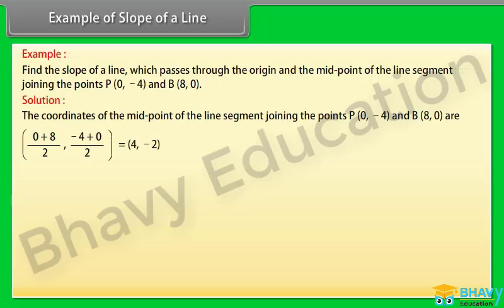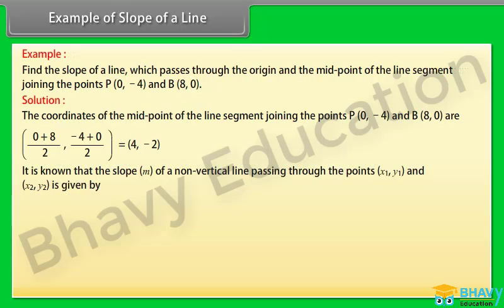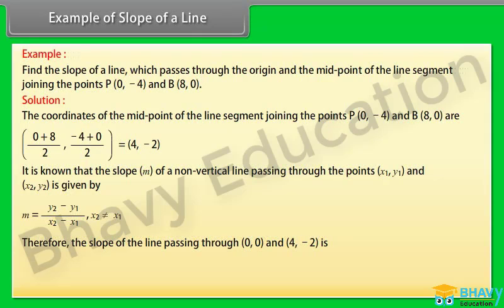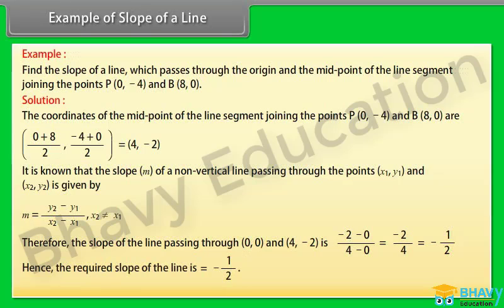(4, -2). It is known that the slope, that is m, of a non-vertical line passing through the points (x1, y1) and (x2, y2) is given by m = (y2 - y1)/(x2 - x1), x2 is not equal to x1. Therefore, the slope of the line passing through (0, 0) and (4, -2) is (-2 - 0)/(4 - 0) = -2/4 = -1/2. Hence, the required slope of the line is -1/2.